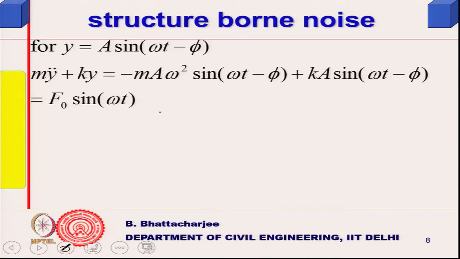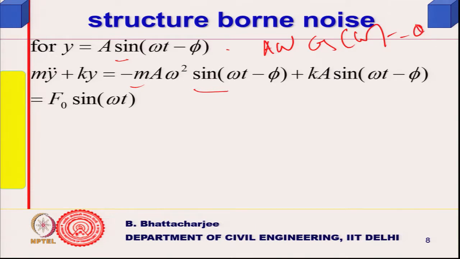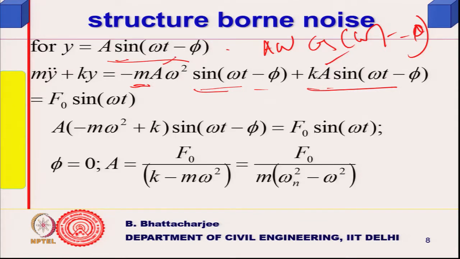So, if you differentiate twice, the first time you will get a omega cos(omega t minus phi); sin becomes cos, and cos becomes minus sin. Again you differentiate it, you will get a omega square, and it must be multiplied by m, and then k into this is equal to F0. So, I can evaluate a out of this.